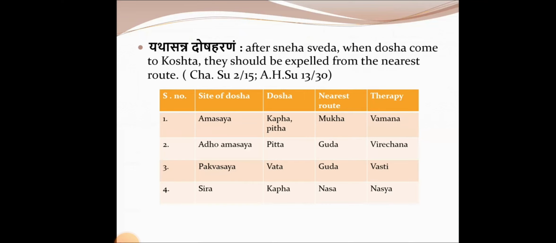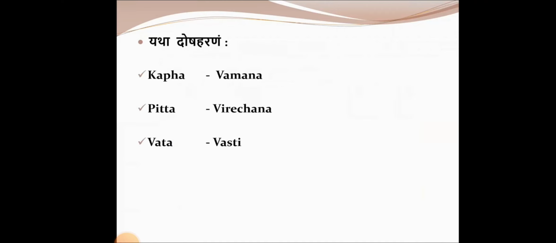Then coming to Adho Amashaya, Pitta is the main dosha, Guda is the nearest route, and we will do Virejana. And Pakvashaya, Vata dosha is predominant. Then the nearest route is Guda. Therapy included is Vasti. If the site of dosha is Shira, Kapha is the dosha, Nasa is the nearest route, and Nasya will be done. This is the Yathasanna doshaharanam.